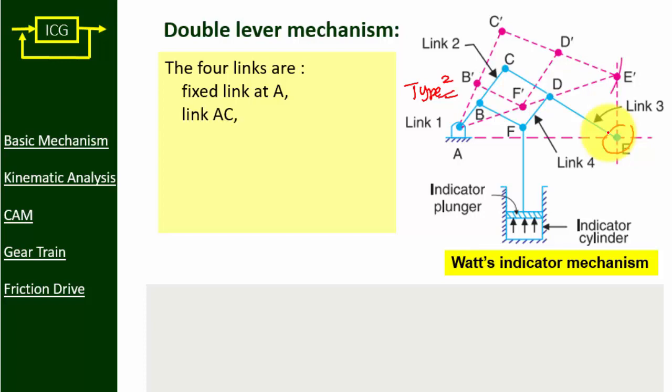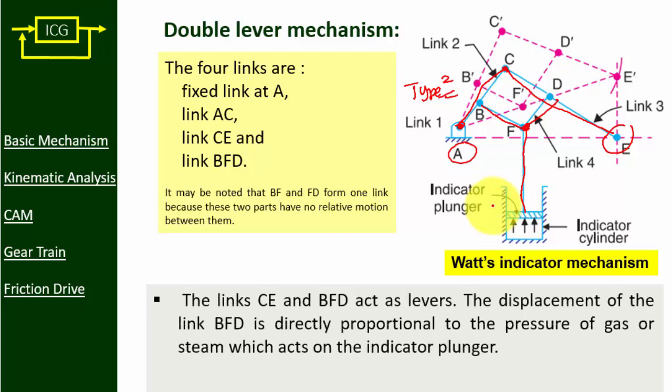Here we have 4 links. This A is the fixed link, then link AC is another link. Then link CE. At the end of E there is a pencil. Below that there is a paper. So the point E traces a line on the paper. Then link BFD. So BFD is a single link. There is no connection at point F. So this is very important.